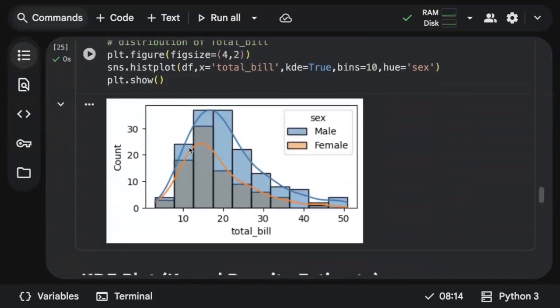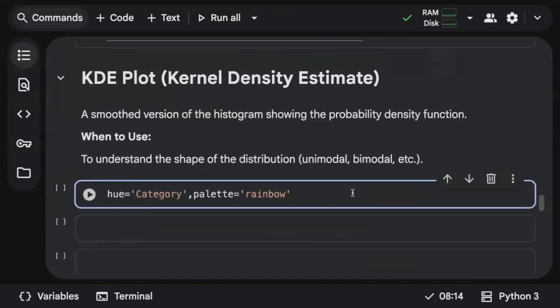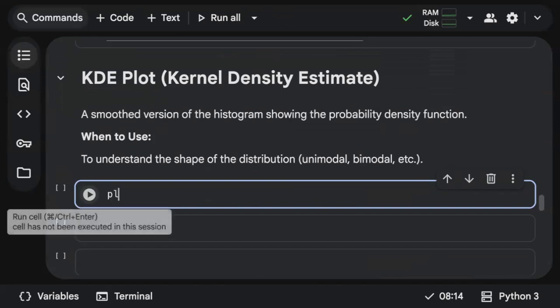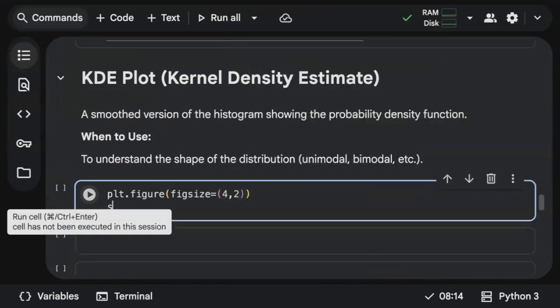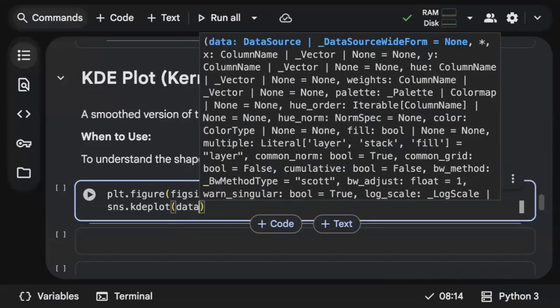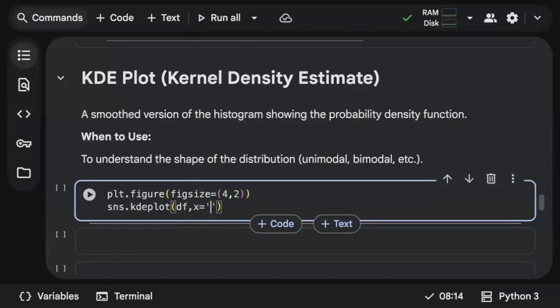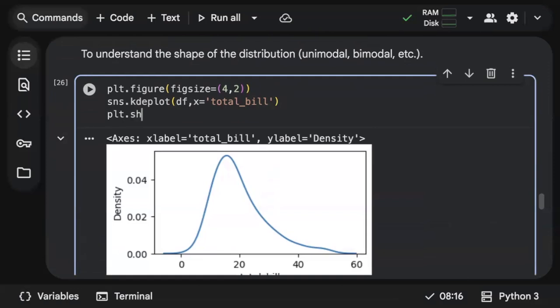I'll use the same data, okay? So let's say plt.figure, figsize equal to 4,2, and then I'll call sns.kdeplot. And this is going to take our data. First, you have to provide your data, which is df, and then I'm going to provide a column, which is going to be total_bill. See, it just gives you a curve, that's it. And then I'll just use plt.show.